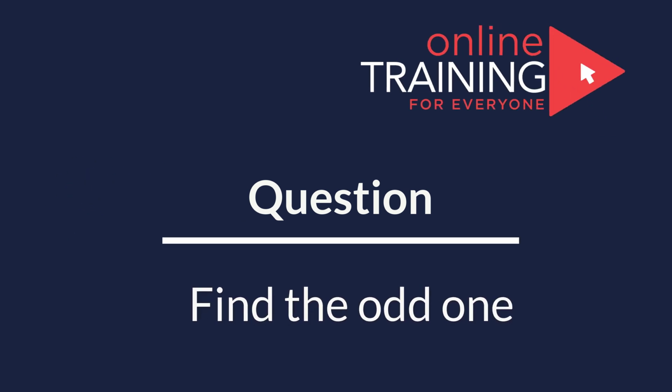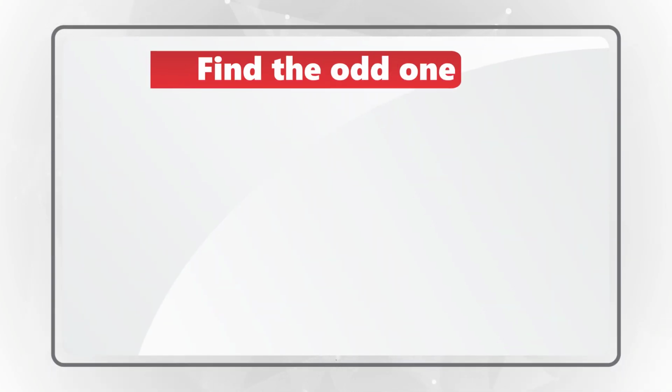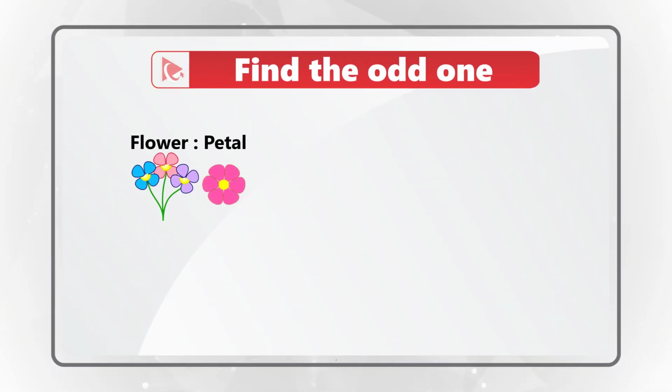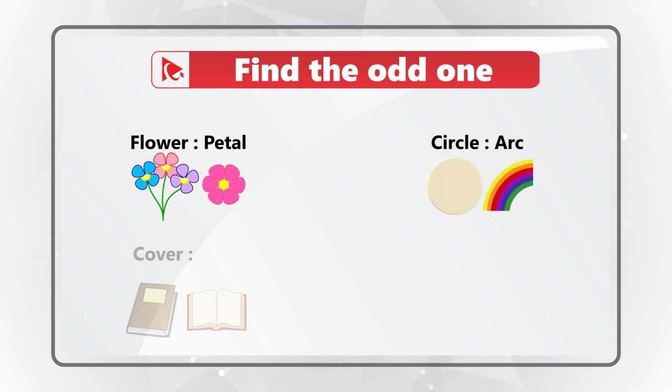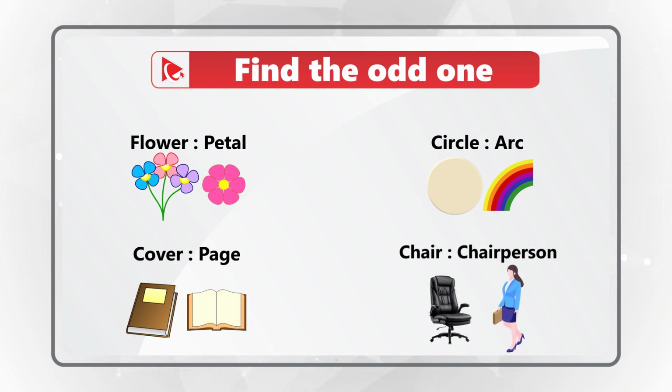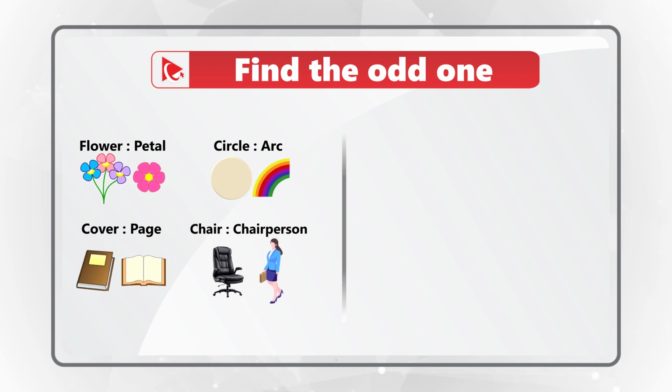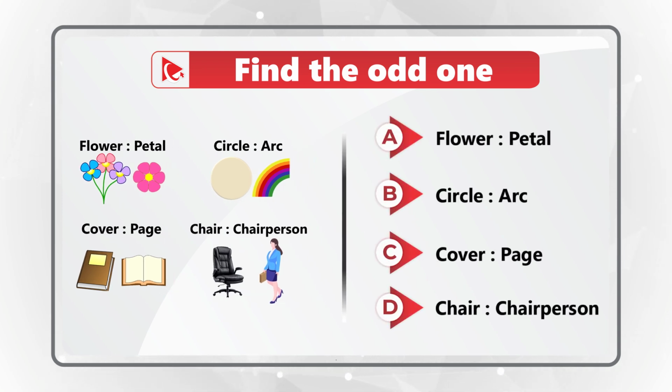Here's an amazing question where you are presented with 4 word pairs, and you need to find the item that does not belong to the group. The first pair is flower and petal. The second pair is circle and arc. The third pair is cover and page. And last but not the least, the fourth pair is chair and chairperson. You need to select the word pair that does not belong to the group.